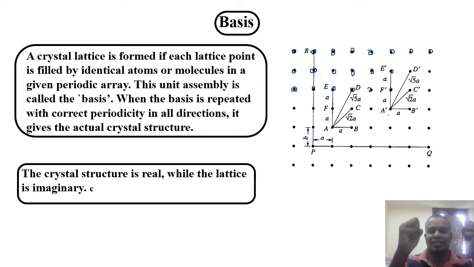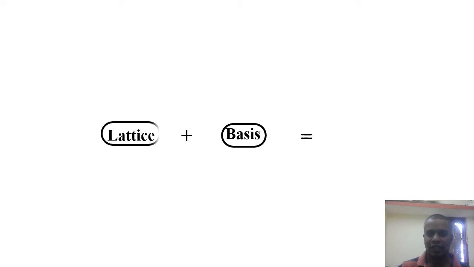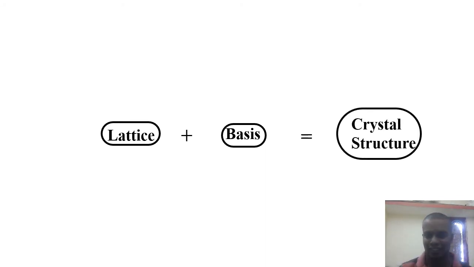What is real plus imaginary? Of course here it is real, but mathematically we can't say that; conceptually we can say it is real. How? Here the basis is an actual atom we are placing at the imaginary point, and the lattice is the imaginary points. If you combine these two together, the addition of these two gives the crystal structure.